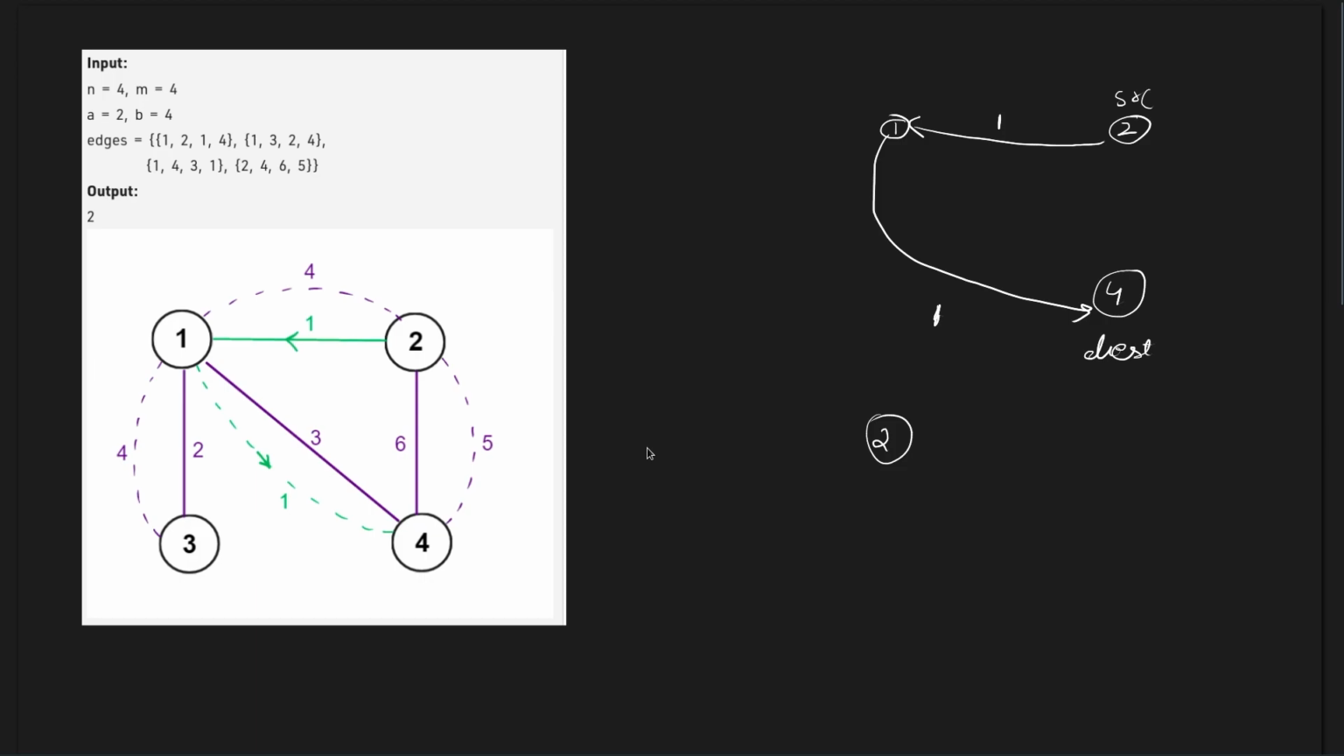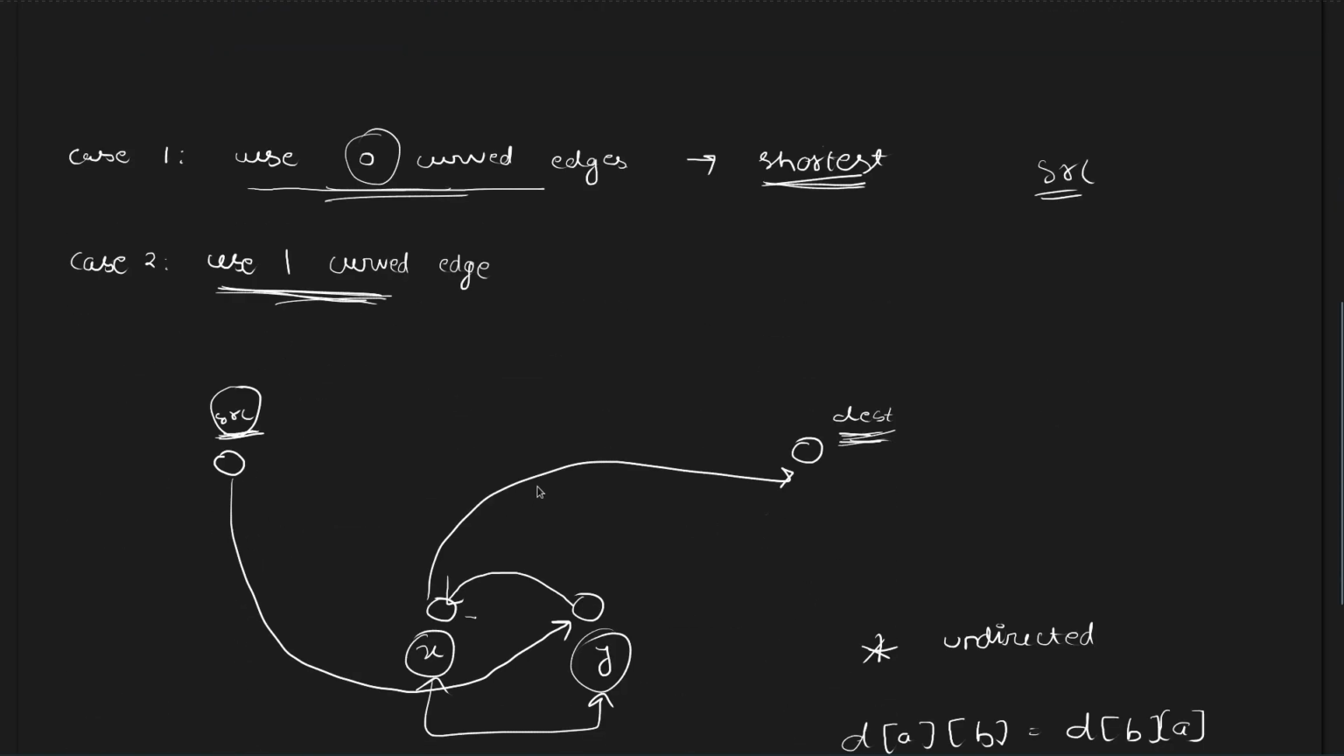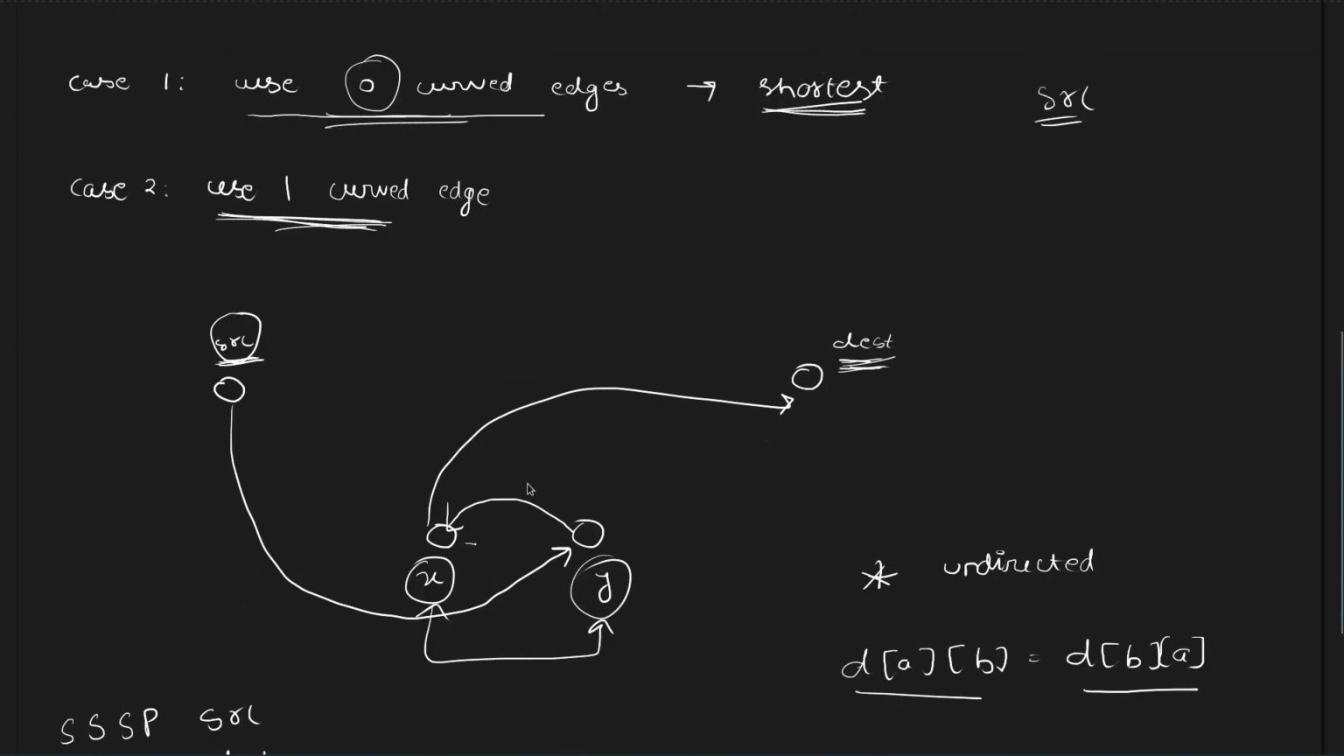So we have been given this undirected weighted graph, where there are some special edges called the curved edges along with the standard edges, right? We can use at most one curved edge to go from our source to our destination, and we have to find the minimal cost of doing this operation. Now we have divided our problem into 2 cases. The first case is when we are using 0 curved edges.